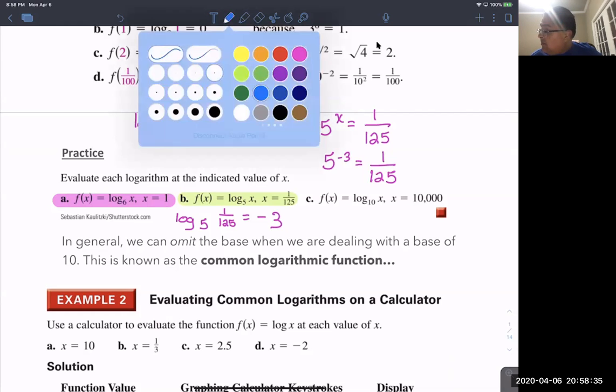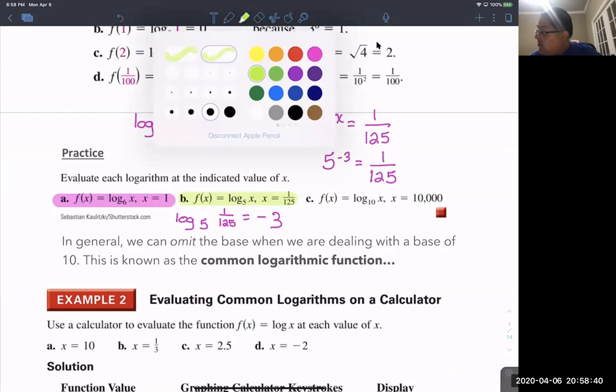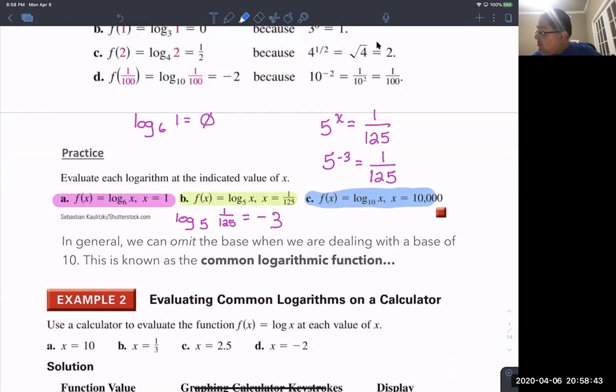Okay, last one. Log base 10 of 10,000. So 10 to what power gives me 10,000? Okay. 10 to the 1 is 10. 10 squared is 100. 10 cubed is 1,000. 10 to the 4th power is 10,000. Right.